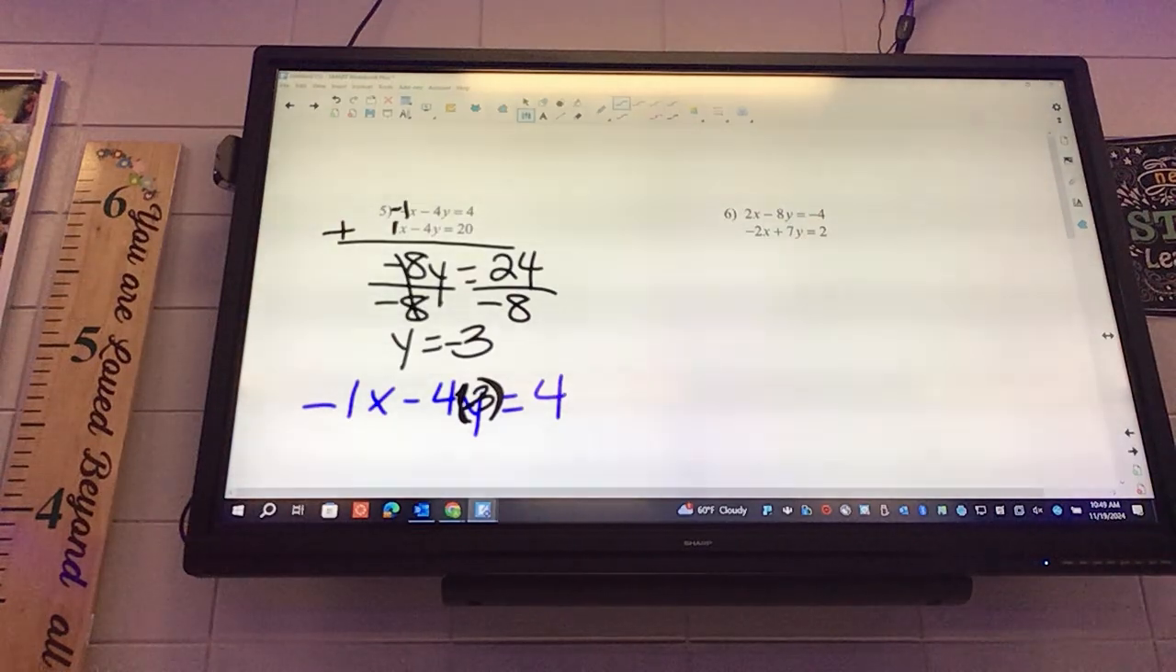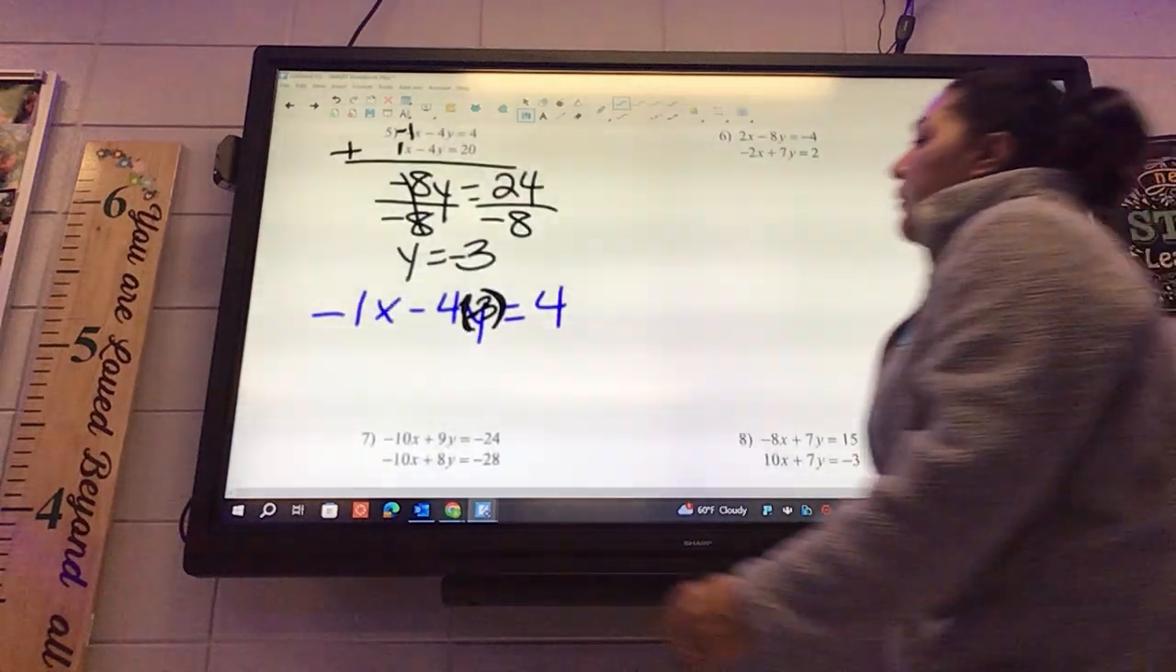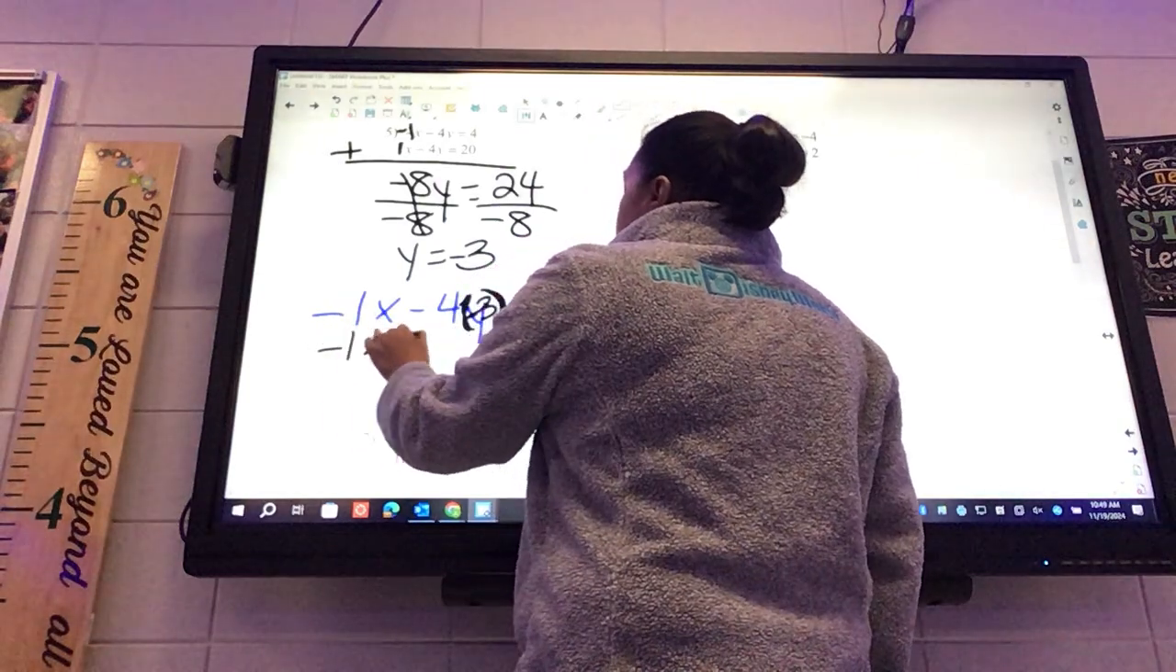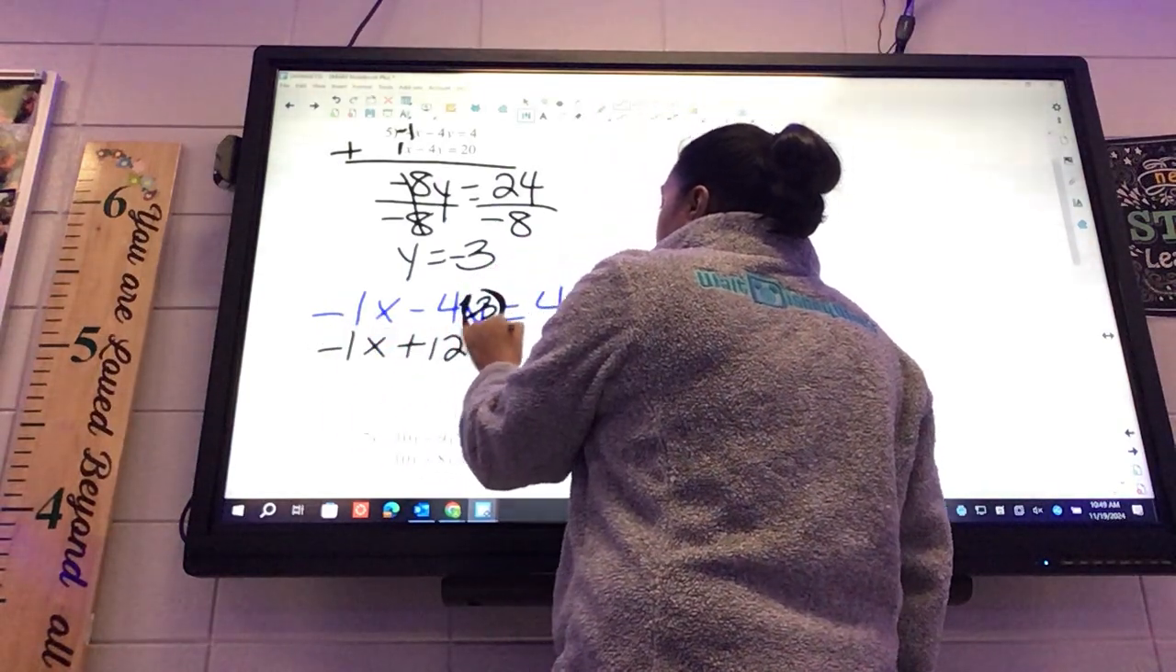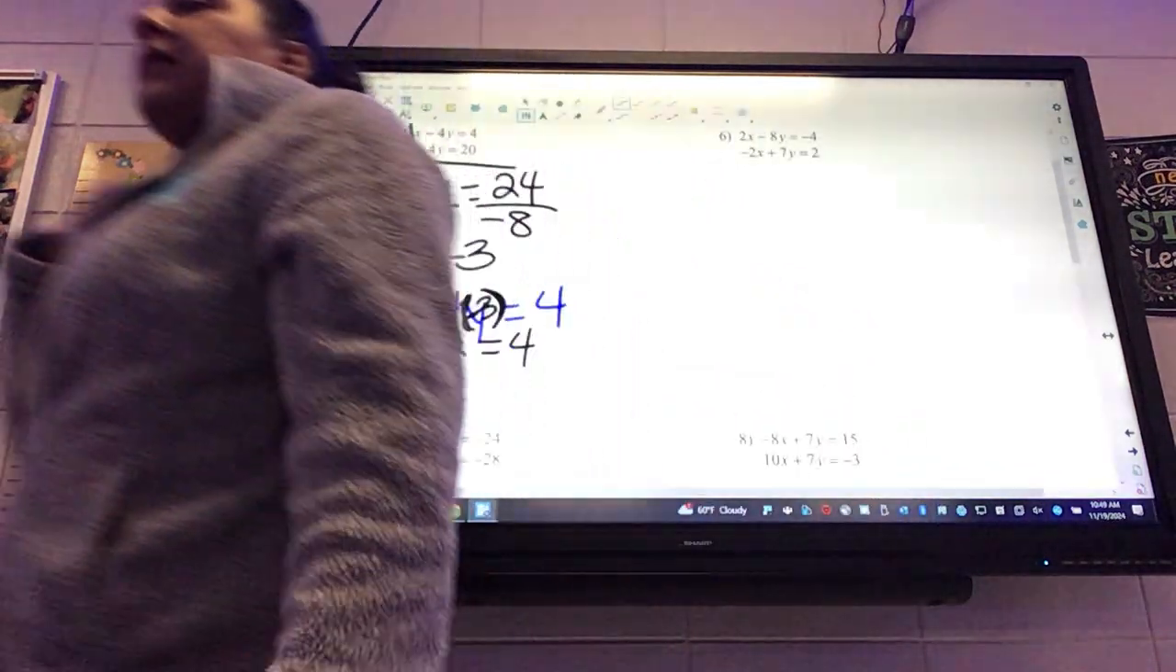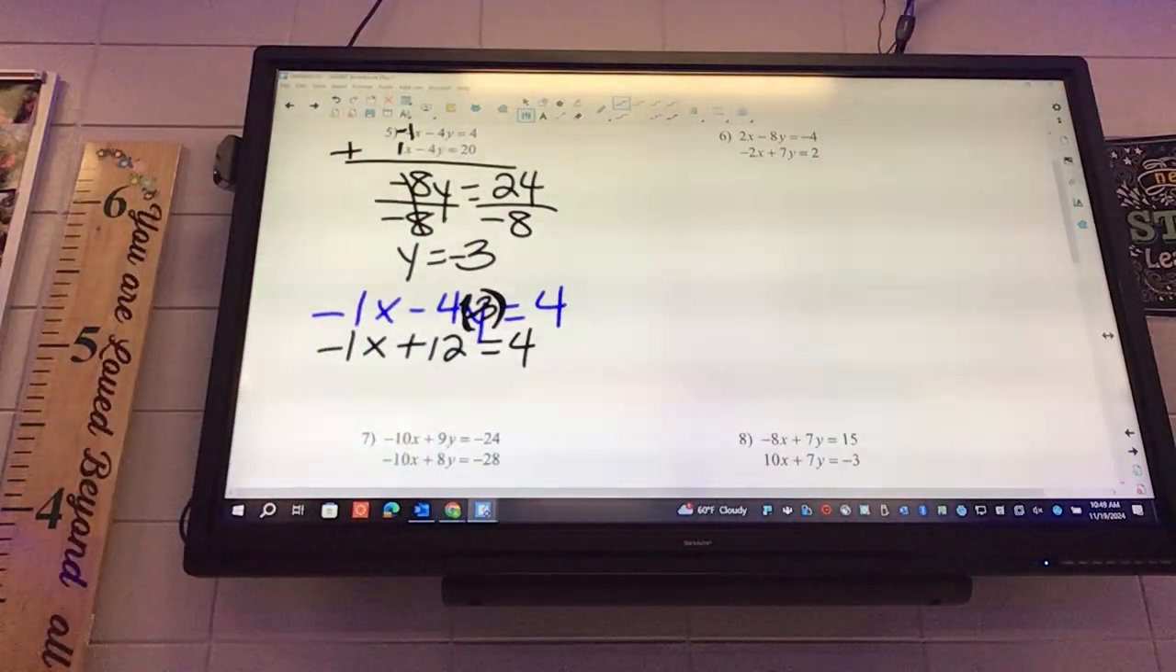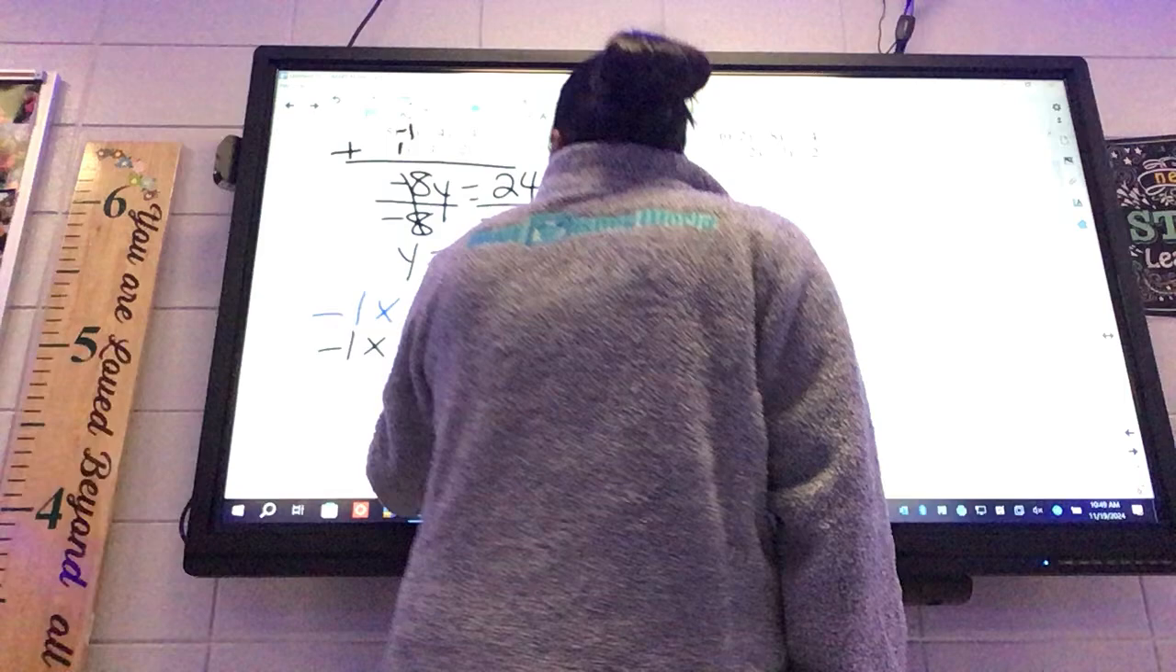Negative 4 times negative 3? Negative 12. So I'm going to get negative 1x, positive 12. Yes, positive, because negative 4 times negative 3 is positive 12. Okay, and then what needs done? Subtract 12 from both sides.